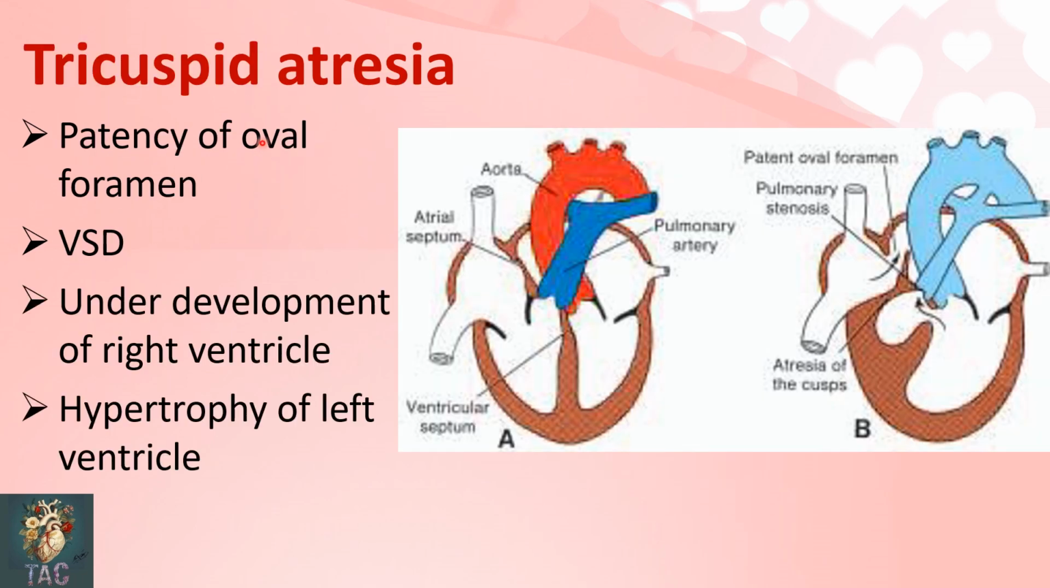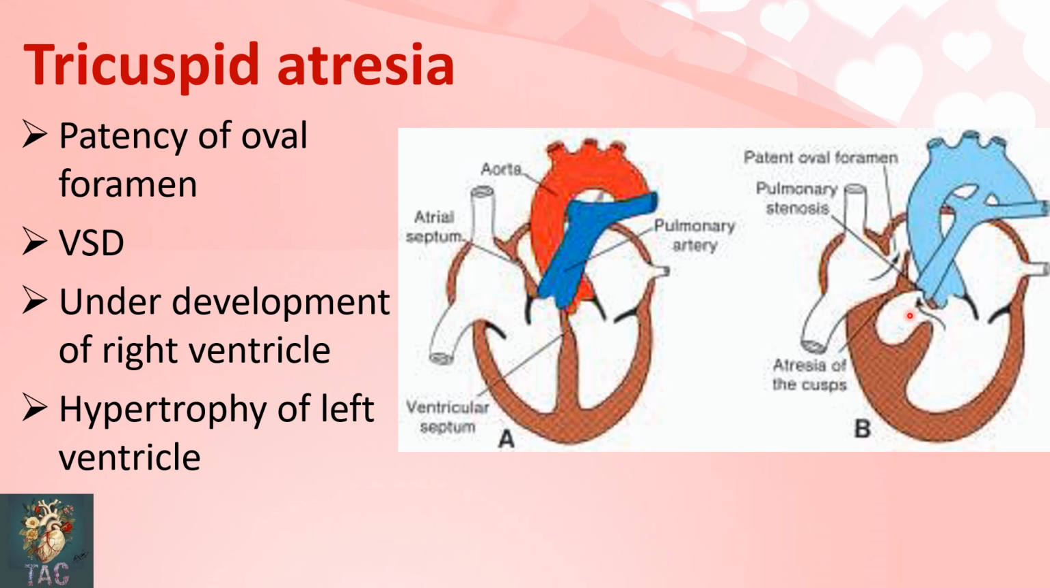Next condition is the tricuspid atresia. In tricuspid atresia, look at this diagram. This one is the normal. In this you can see the right atrium and ventricle, left atrium and ventricle, normal ventricular septum, normal interatrial septum. This is the pulmonary artery and this is the aorta.